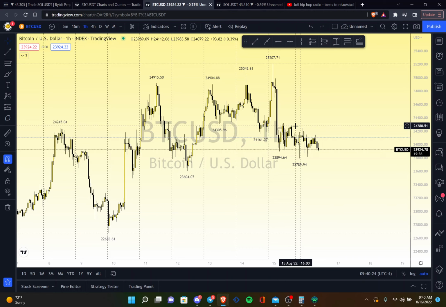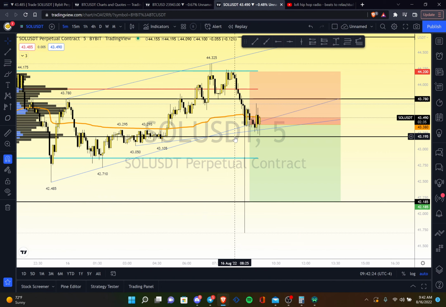Yeah, okay, we'll see. Solana is fighting the bottom part of this rising structure for the most part, and this hourly support line right now. Let's see.